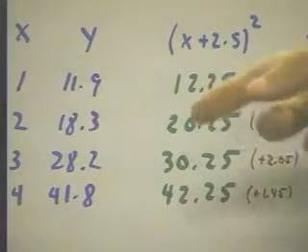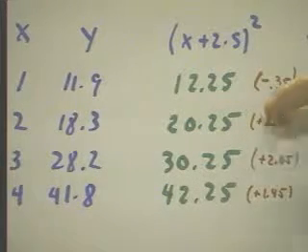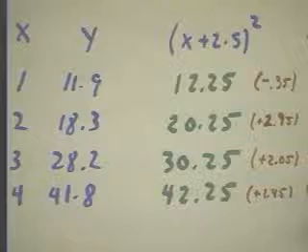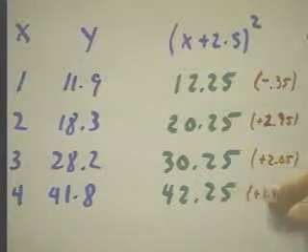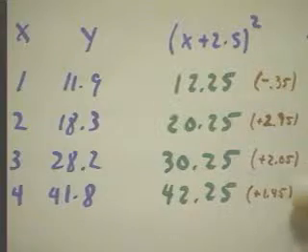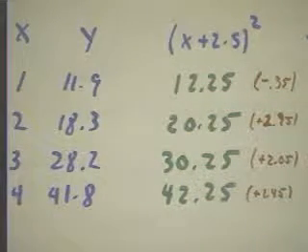Somehow I got my signs wrong here. This residual should be negative 2.95. I think I got tied up in my arithmetic and lost track of which one was bigger. This one should be negative 2.05 and this one should be negative 1.45. All the residuals are negative, so this function overestimates a little bit.